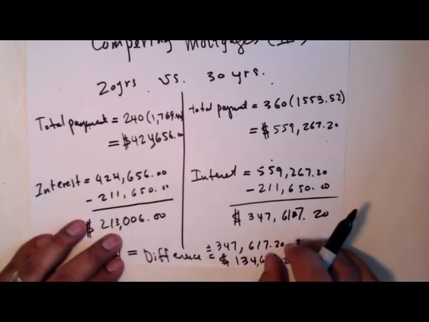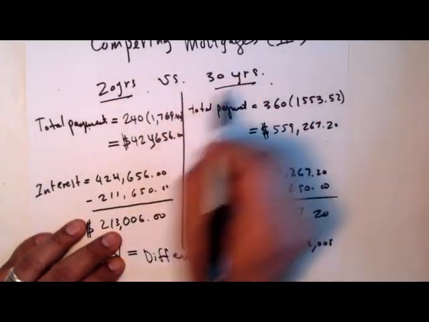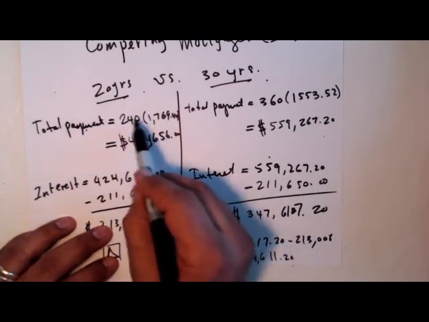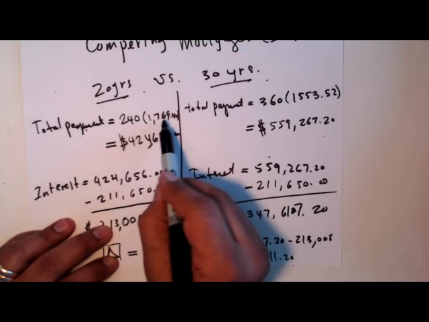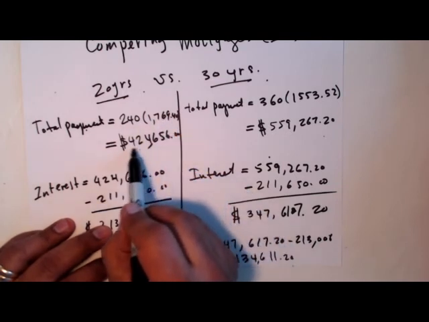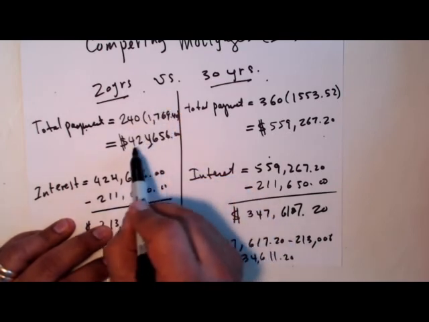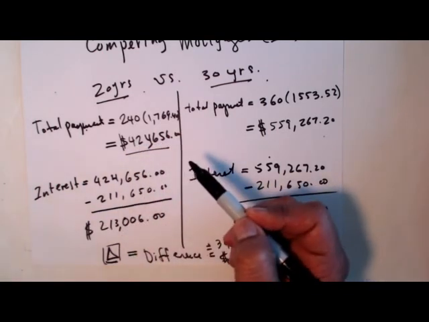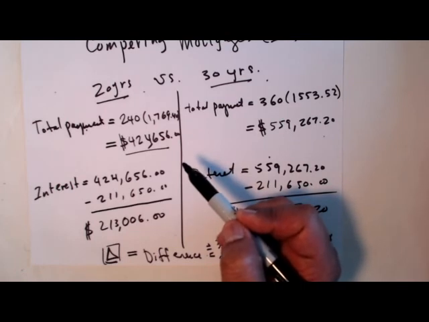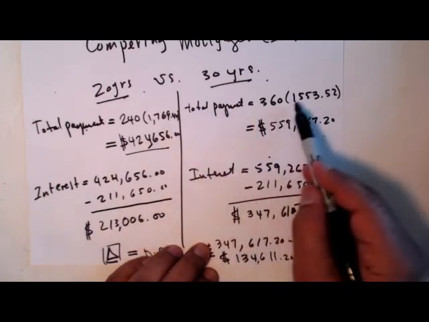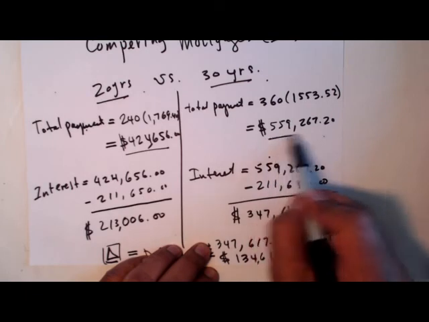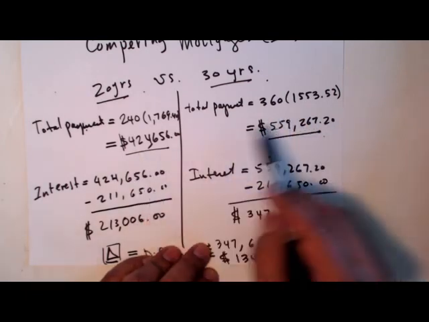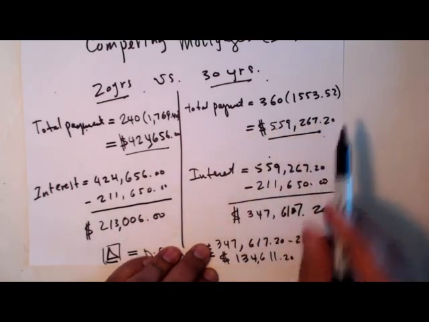Now, the total number of payments you have for the 20 years, you have 240 times the mortgage payment, so you get a total of 424,656. It's the total payment. In comparison with the 30 years, you get this value here. You see here, this is a difference of over 100,000.